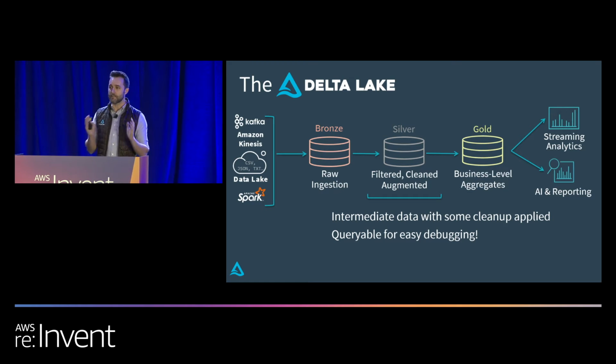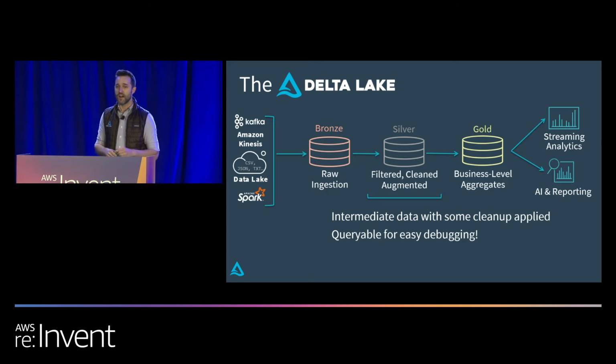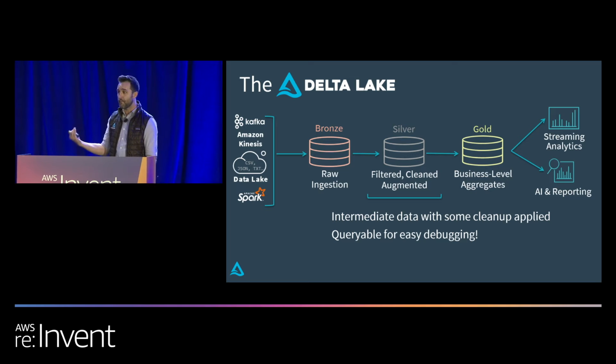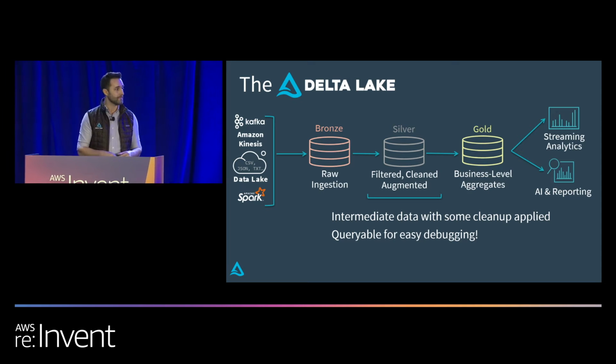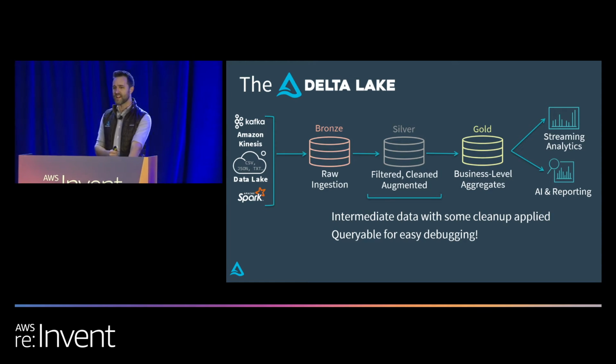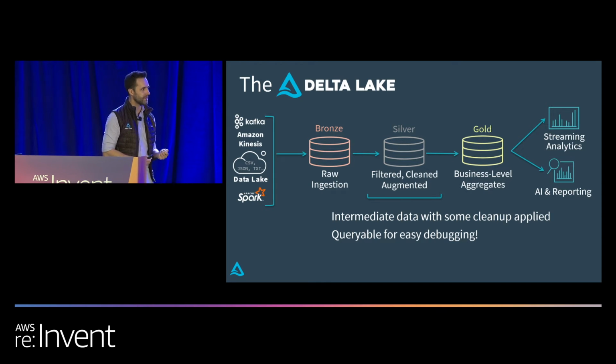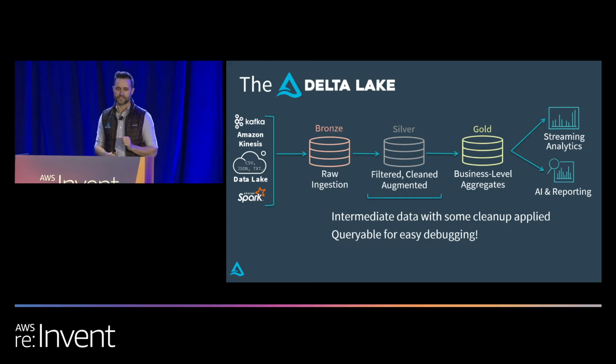This is the first step of cleaning. You've maybe parsed out some JSON and made it into top-level columns. You maybe joined with other interesting data sets to augment it. You maybe filtered out bad records or things like that. And again, you might be asking, wait a second, if this isn't my final answer, why is it useful to create these silver tables? There's actually a couple of interesting reasons for this.